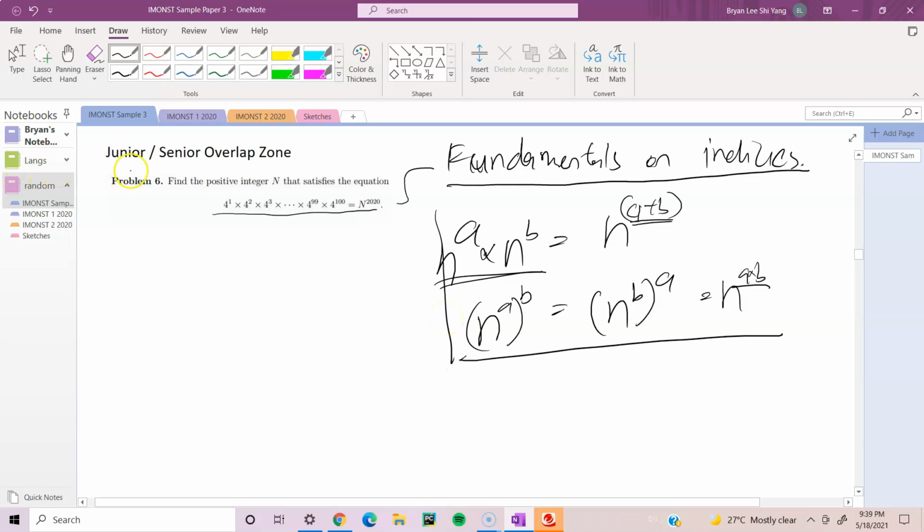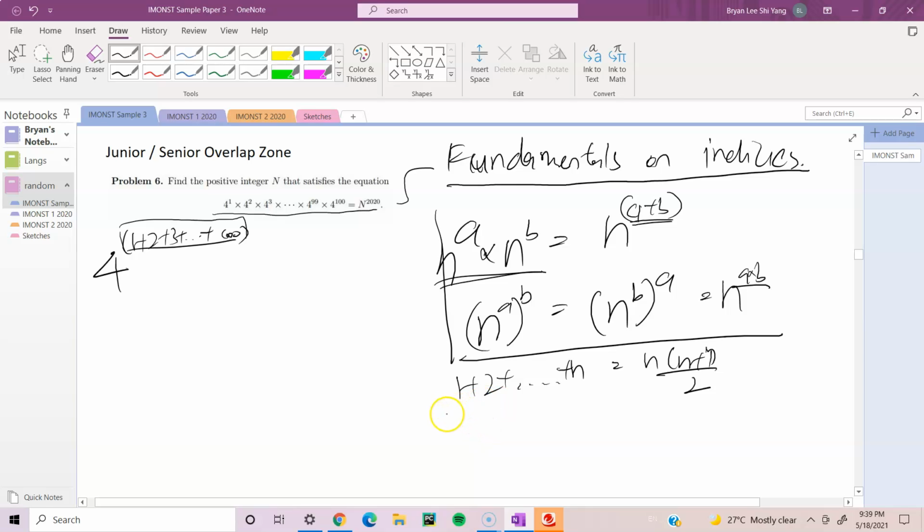As you can see here, 4 to the power of 1 times all the way up to 4 to the power of 100 would be equal to 4 to the power of 1 plus 2 plus 3 plus all the way to 100. You might be asking, wow, such a big number, how am I going to solve it? Here's a small trick. For any number n, if you want 1 plus 2 plus until n, you can calculate it as n times n plus 1, divided by 2. You might ask how? Let me show you.